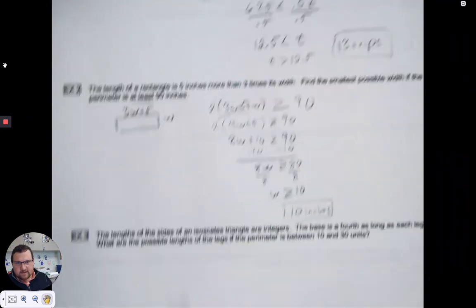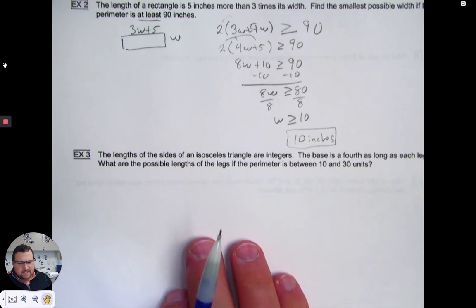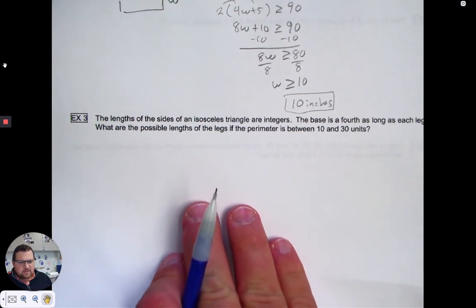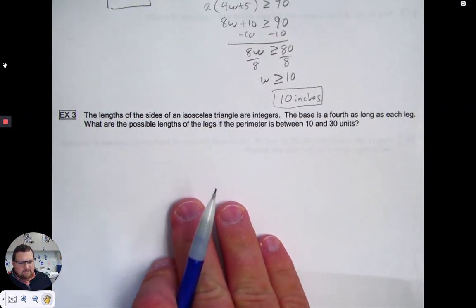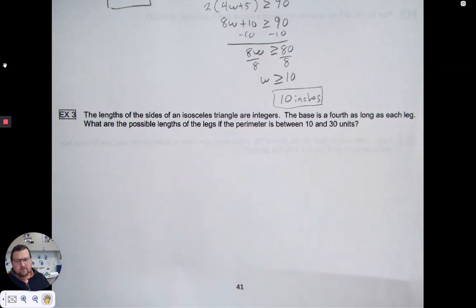Okay, on to the next one. The lengths of the sides of an isosceles triangle are integers. The base is 1/4 as long as each leg. What are the possible lengths of the legs if the perimeter has to fall between 10 and 30 units?